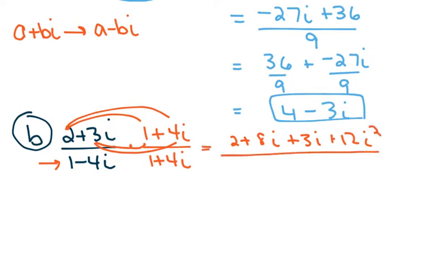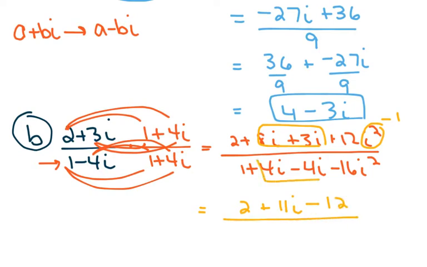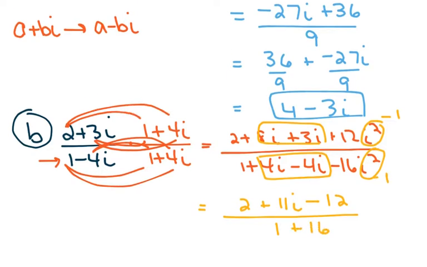In the denominator, it's going to be 1 plus 4i minus 4i minus 16i squared. I'm going to combine like terms and turn that into a negative 1. So I get 2 plus 11i minus 12 in the numerator. And in the denominator, these are opposites, they cancel. This is going to become negative 1. I'm going to get 1 plus 16. Remember, this is negative 16 times negative 1, so I'm starting to skip some steps.